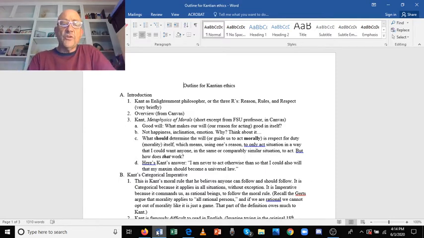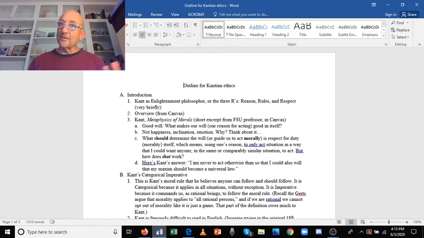So what should determine the will, and this is 3C here in letter A, what should guide us to act morally, is in Kant's view respect for duty, morality itself, using your reason to act in a situation that you could want anybody in the same or comparably similar situation to act. In other words, the motive to act should be to respect the moral law itself, to respect morality itself. So not happiness, not inclination, not it makes you feel good, not you're getting paid for it, not that you get promoted for it at work, just respect for morality itself.